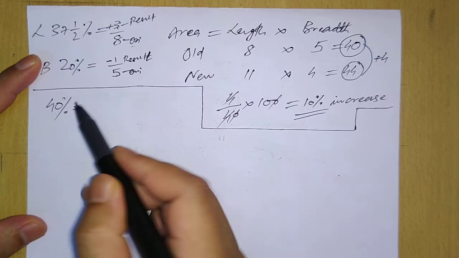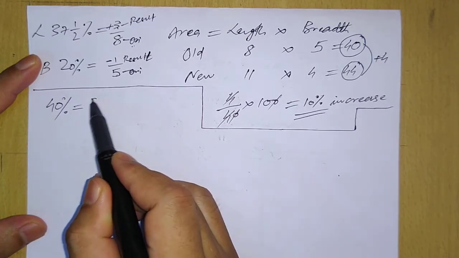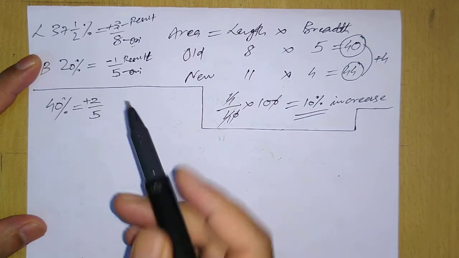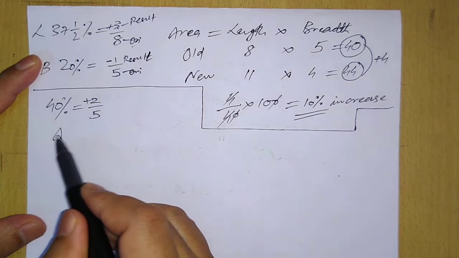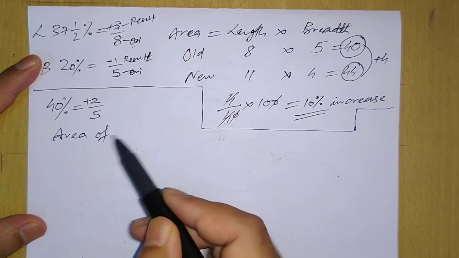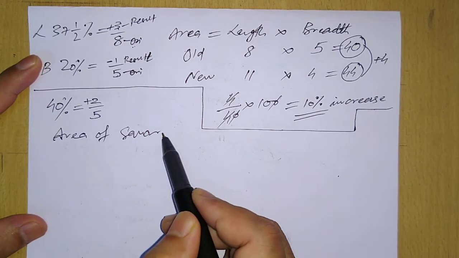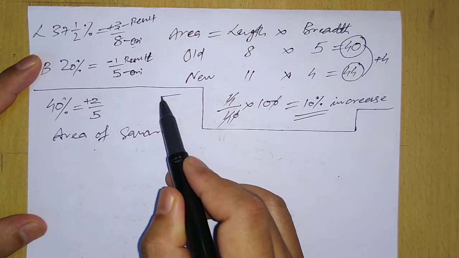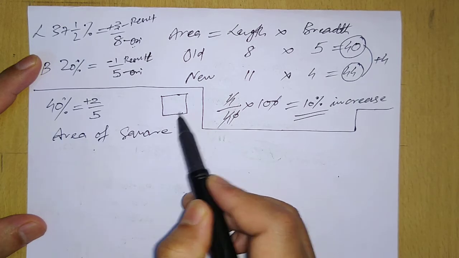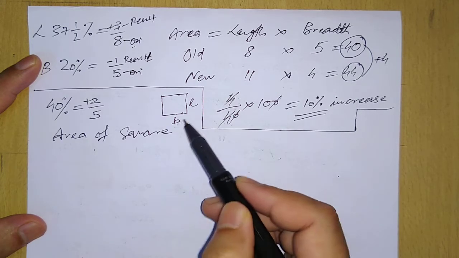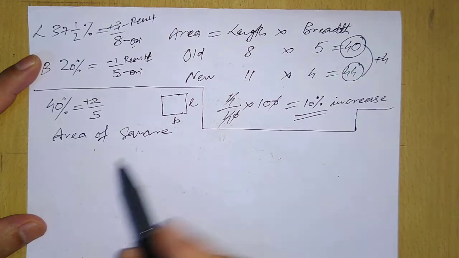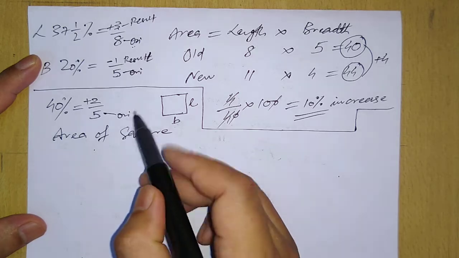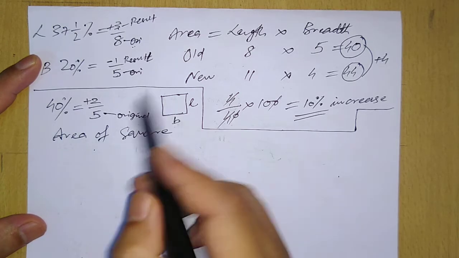So 40% is equal to 2 by 5 increased, so plus 2. Now we know that the area of a square is side into side, because for a square the length and breadth are the same, so it will be L into B, or side squared. So this is the original and this is the result.